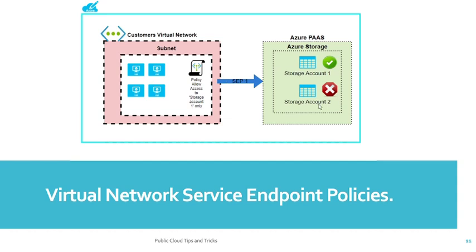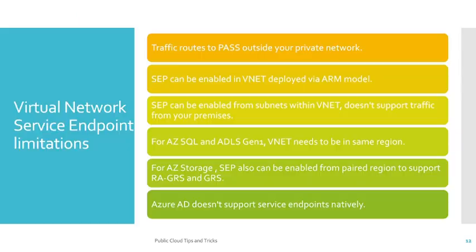But you have a demand where you want to connect to Storage Account 1, not to Storage Account 2. For that case, you can use the Virtual Network Service Endpoint Policy. With the policy, you can restrict the connectivity, or filter out the connectivity, to very specific Azure services or objects of the Azure services. That is the beauty of the Azure Service Endpoint Policy.